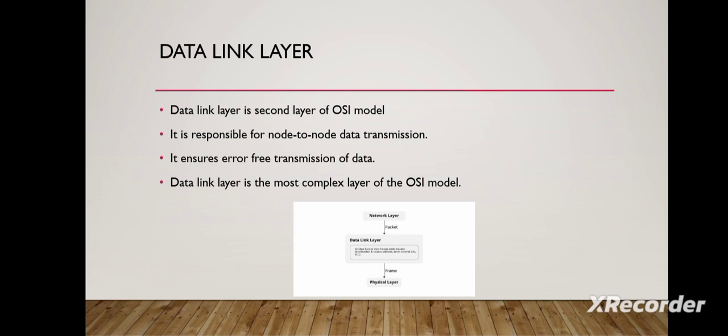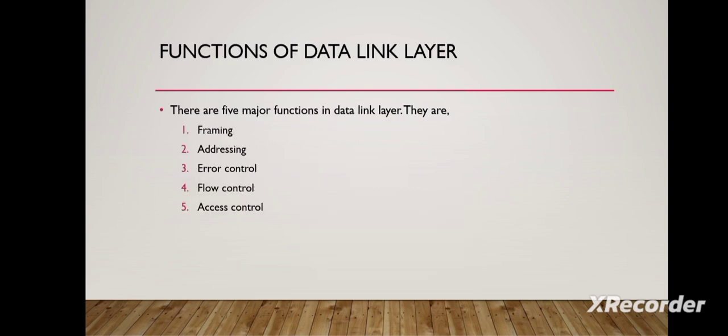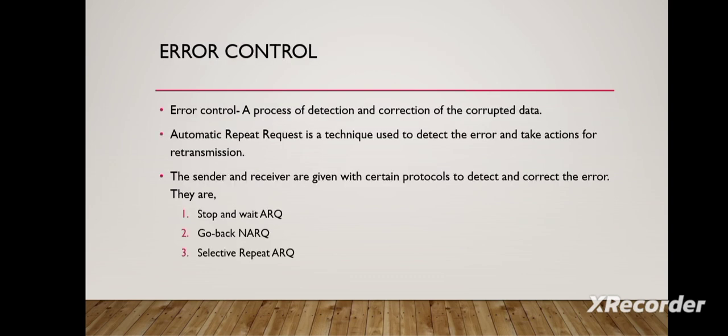Here we can see that from the network layer the data is transmitted as packets, and from the data link layer it is transmitted to the physical layer as frames. There are 5 major functions in the data link layer. They are framing, addressing, error control, flow control and access control.